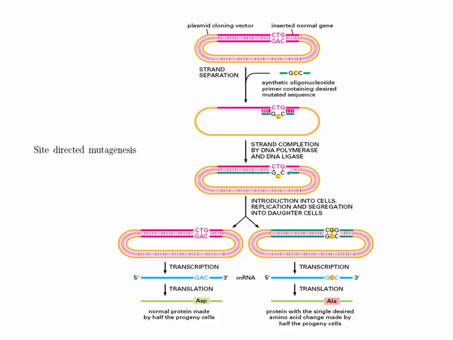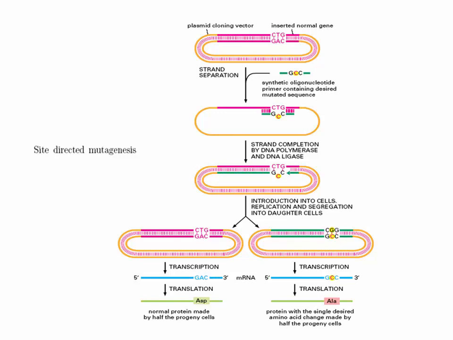Let's see examples of that. Here you have the plasmid cloning vector. Plasmid again is a small double-stranded circular DNA molecule. Here you've inserted the normal gene. What did you use to insert the normal gene in the plasmid? You use restriction nuclease to cut it, then you put that thing in, and then you ligate it, you stitch it back using DNA ligase. So this is the normal gene that you have put in this plasmid.